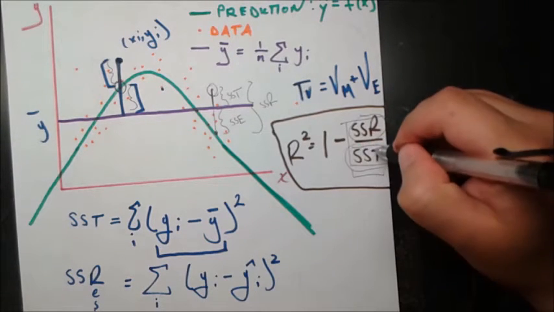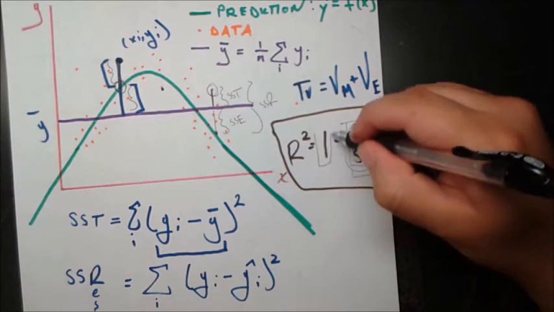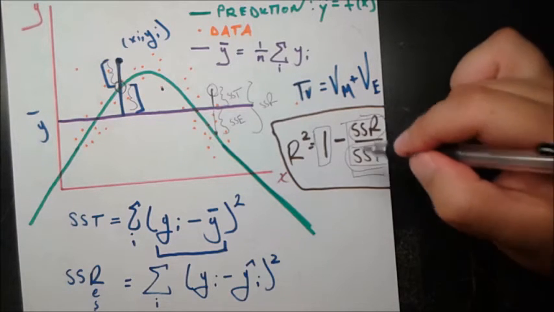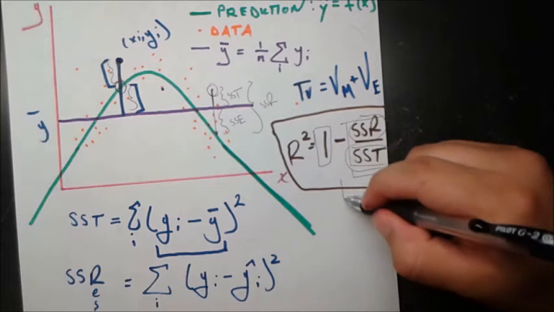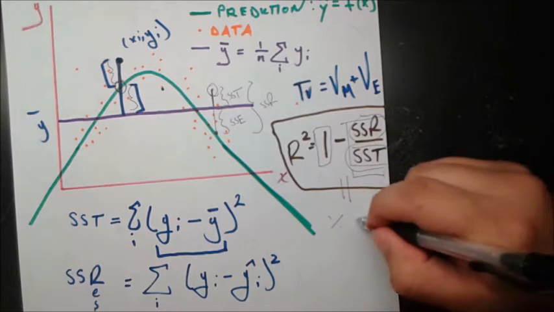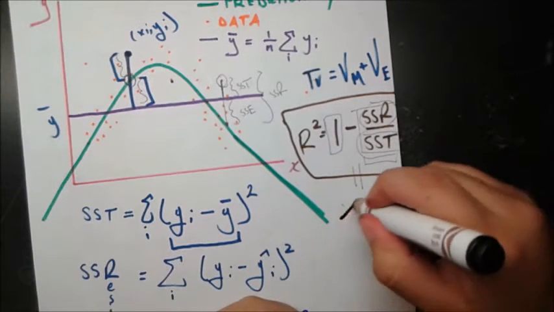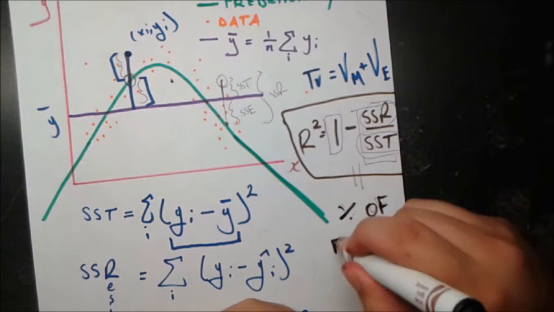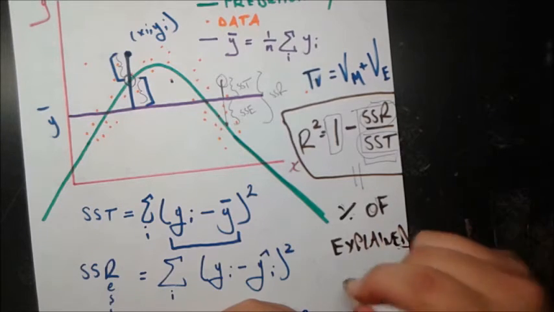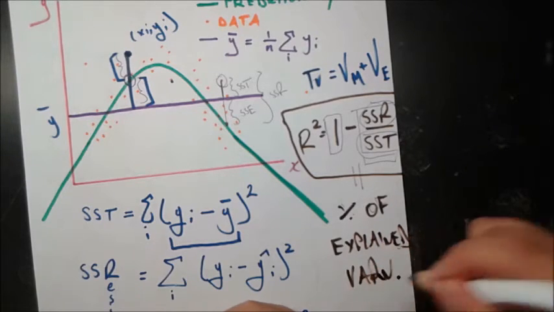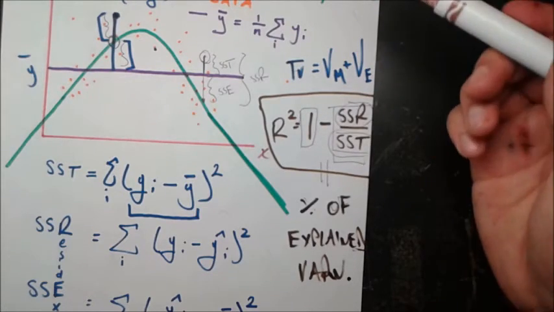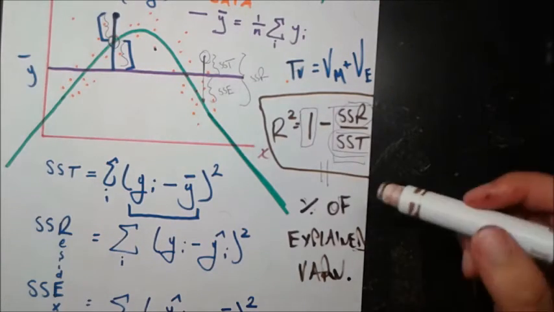Now when we take 1 minus, because 1 is the total amount of variation, right? And if we subtract the total amount of unexplained variation, then naturally what we're going to get is the percentage of explained variation. Let me write this in marker, percentage of explained variation. So this 1 minus the percentage of unexplained variation will give us the percent of explained variation.